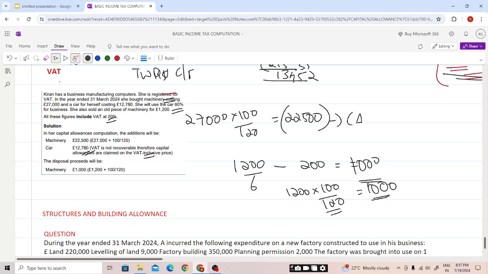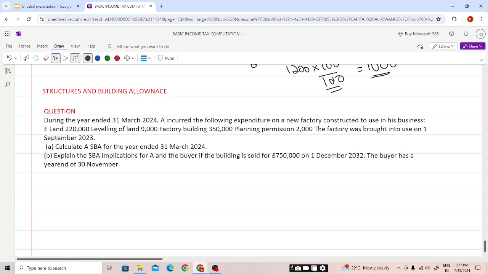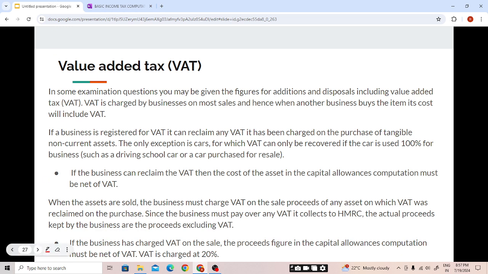So students, the basic idea here is: if VAT registered, use the net amount. Not registered, use the gross amount. And VAT can only be claimed on a car if it is 100% for business use. Private use, use the gross amount. I hope this is clear. Now we will be moving to the last topic of this chapter, structure and building allowances.